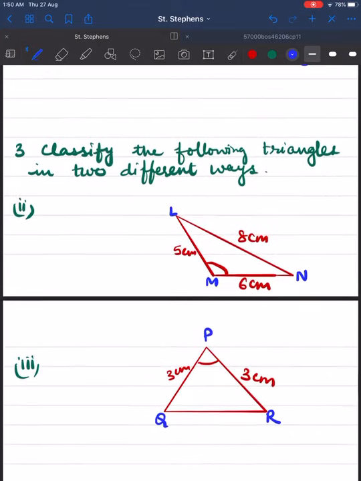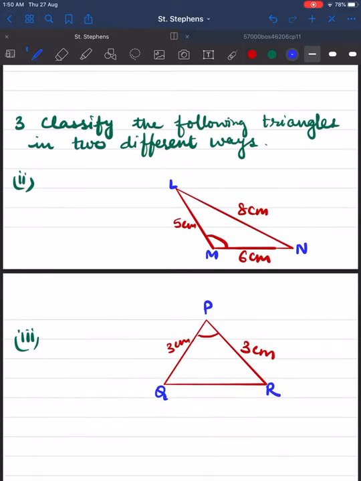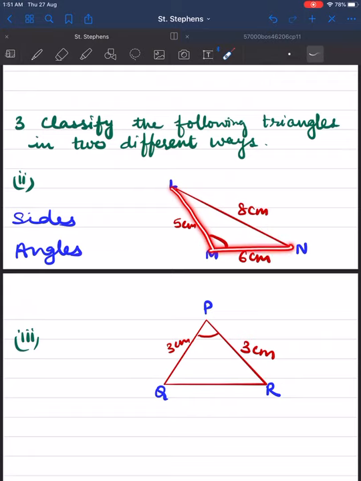Now let's do question 3. Classify the following triangles in two different ways. So we have to classify the triangles on the basis of its sides and on the basis of its angles. And we observe here that the lengths of all the three sides of the triangle are different, so it is a scalene triangle. And we also observe that one of its angles is greater than 90 degrees but less than 180 degrees. So it is an obtuse angled triangle.